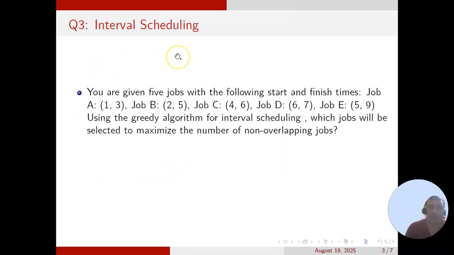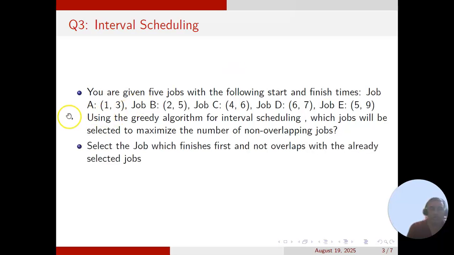Now the third question is scheduling. You are given 5 jobs with the starting and ending times, and we have to schedule such that the maximum number of non-overlapping jobs should be completed. So the greedy strategy here is to select the jobs as per the finishing time, such that it should not overlap with already selected jobs. That means we have to select the job with the minimum finishing time first.